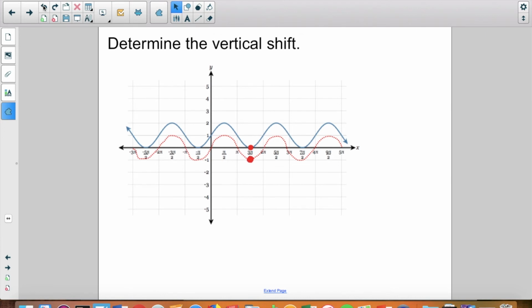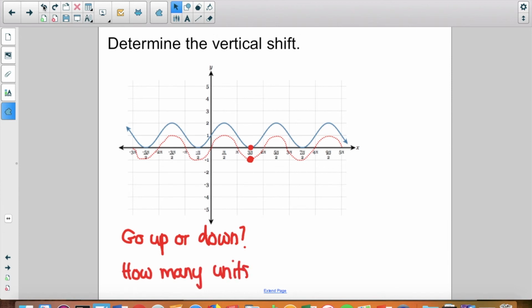Okay, so two things we want to answer. Does it go up or down? And how many units? To get from the blue to the red, we have to go down 1. So we go down 1 unit. So the vertical shift is 1 unit down.